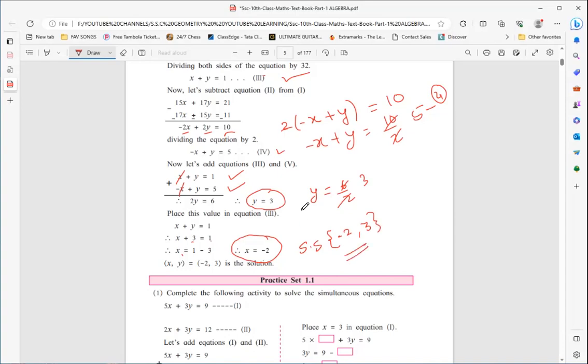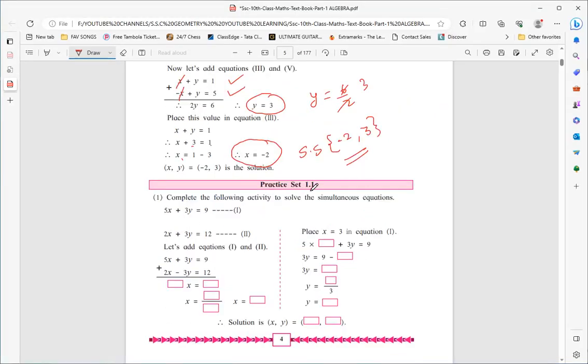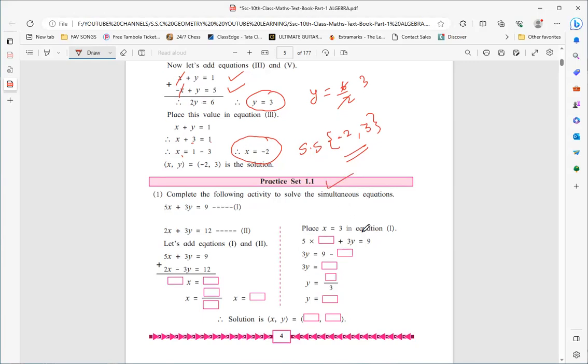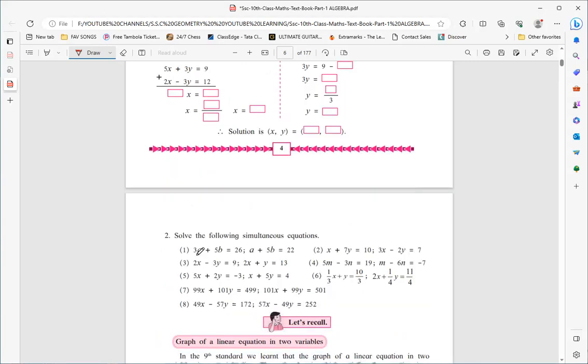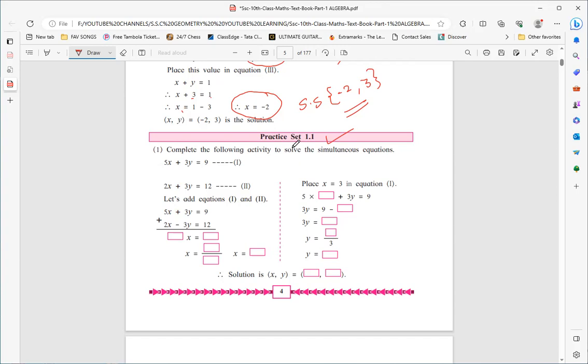Okay, so children, hope you have understood this. This practice set 1 you can try on your own. And then we have a lot of equations coming up. We will try to solve these equations in the next class. That is practice set 1.1.